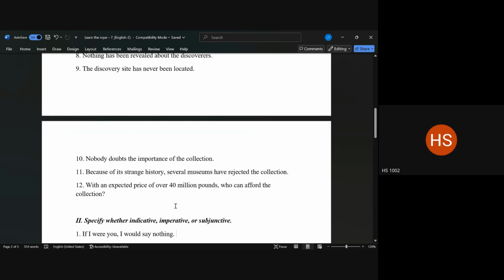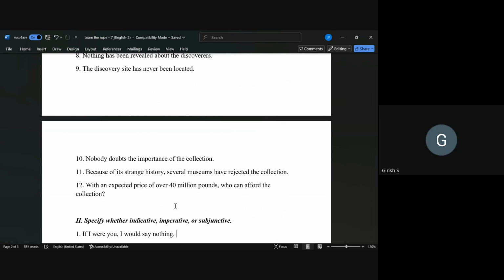The 10th one: nobody doubts the importance of the collection. It's active form. This is an active sentence, right? This you can easily convert to the passive format, right? How do you do that? Nobody doubts the importance of the collection. What is the passive format for this? The importance of the collection is not doubted by anyone. Is doubted by nobody, right? Yes, doubted by nobody.